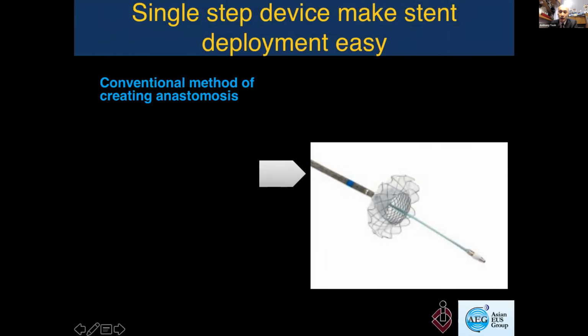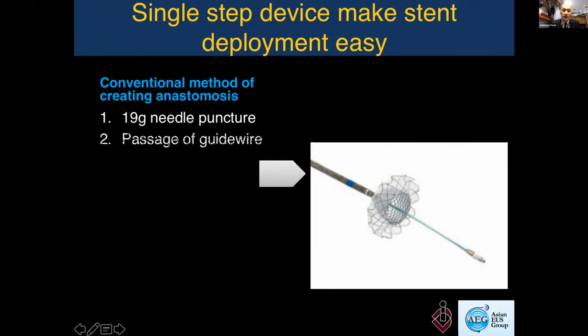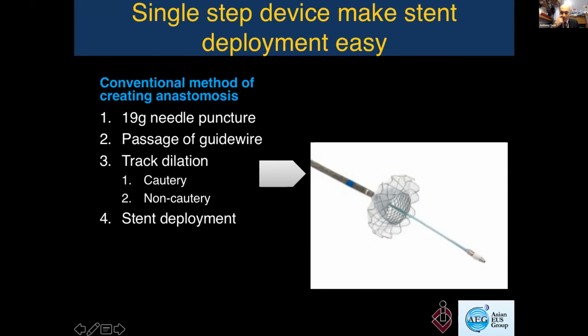So the main advantage of the luminal opposing stent is that it allows a single step delivery deployment. As I mentioned just now, there are many steps. We need to insert a 19 gauge needle, followed by insertion of the wire, tract dilatation with cystotome, followed by balloon, and then stent deployment. But with the single step device, you can use just one step. Use this device to puncture, pass the wire, and open the stent. This significantly reduces the procedural time, as well as making it much easier for beginners to learn the procedure.